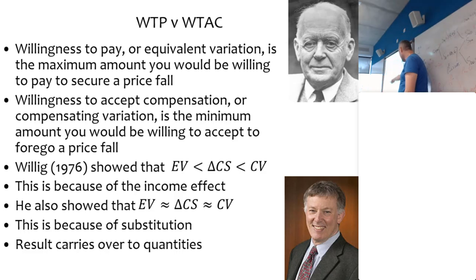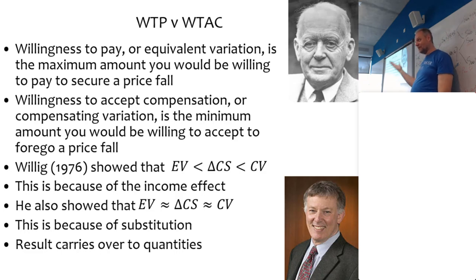Now, Robert Willig, that's quite a while ago, in 76, wrote a paper that showed that the consumer surplus, or the change in consumer surplus rather, lies strictly in between the equivalent variation and the compensating variation. And this is because of the income effect, because your willingness to pay, your equivalent variation, is partly determined by your budget constraint. You cannot pay more for a pint of milk than the money that you have, right? Whereas the compensating variation is not constrained by this. There's no opportunity cost, because somebody is giving you money.